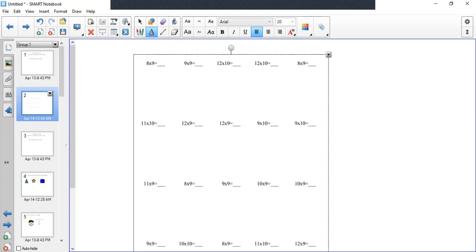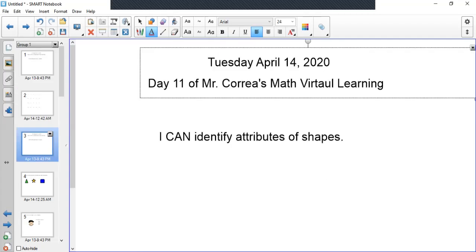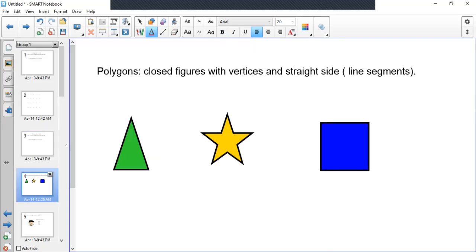Let's move on. Okay, so just a quick reminder. Today we're going to be working on identifying the attributes of shapes. And we touched some of this yesterday, working on polygons. And remember, we learned that polygons were closed figures with vertices and straight sides, which we call line segments. And below we have some polygons. We have a triangle, a star, and also a square.